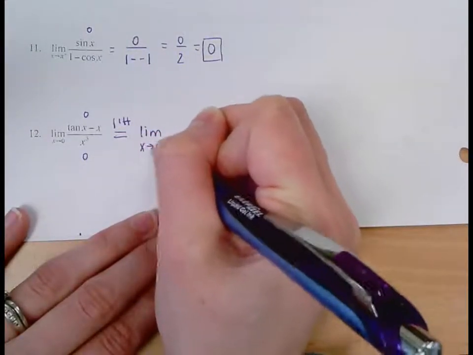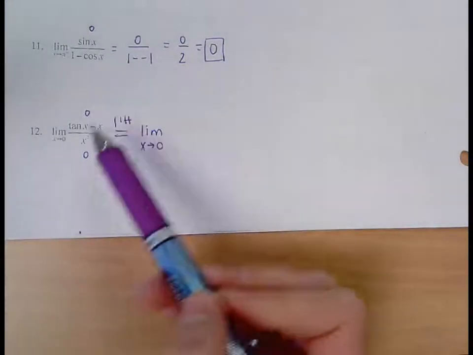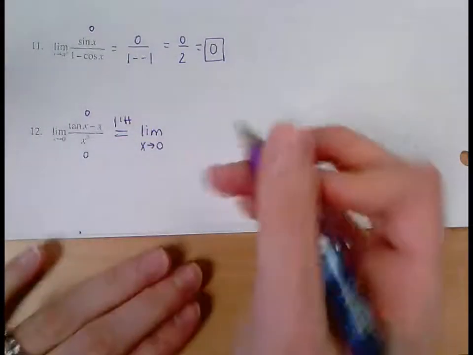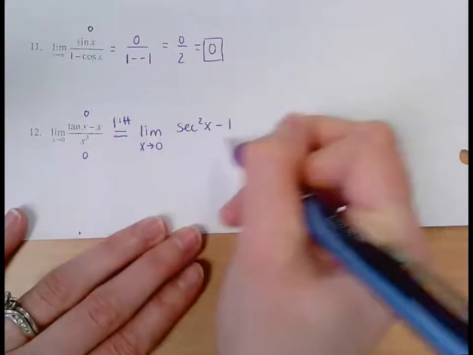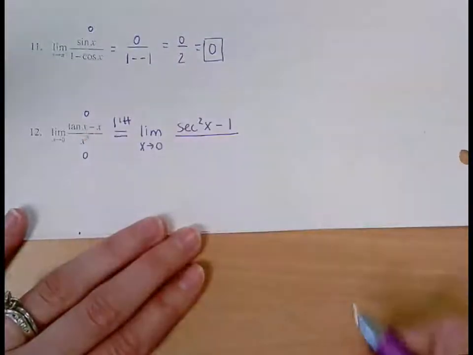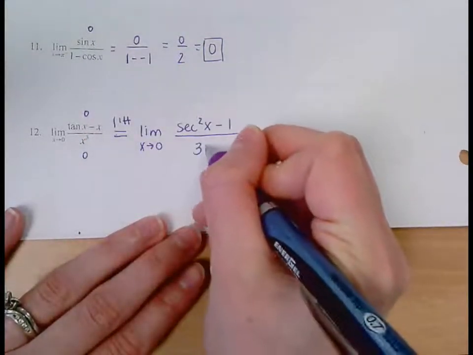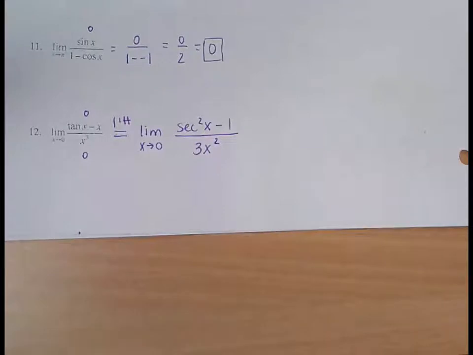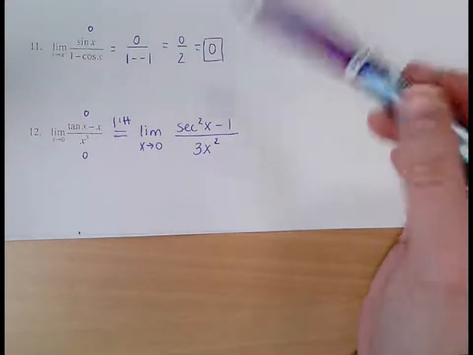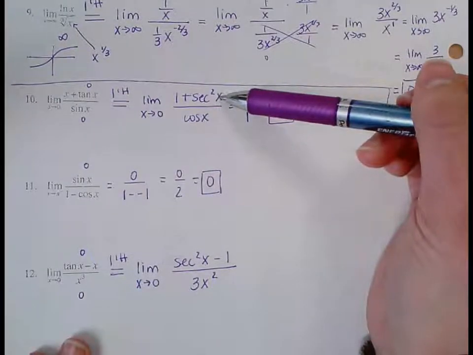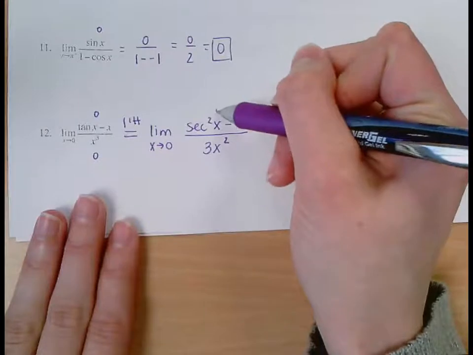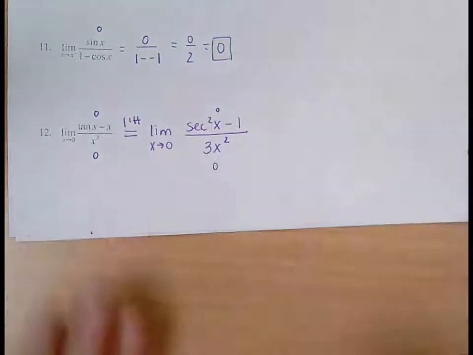Limit as x approaches 0 of the derivative of tangent of x, which we said was secant squared x, minus the derivative of x, which is 1, over the derivative of x cubed, 3x squared. Okay, now if we plug in 0, it's still undefined. Well, secant squared of 0, we said up in example 10, was 1. So 1 minus 1 is 0. 3 times 0 squared is still 0.